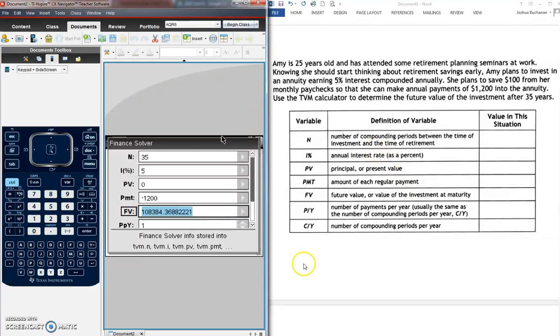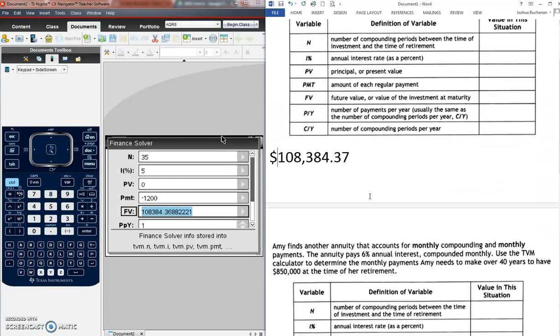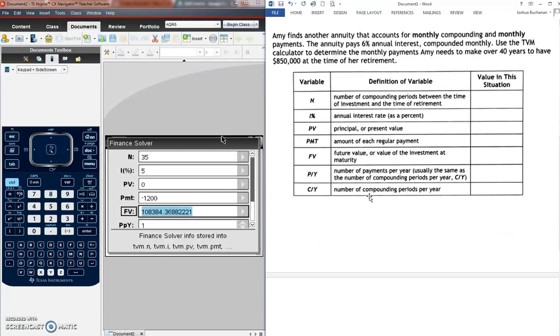Press enter, and then I see that 35 years later, I'm going to be making $108,384.37. That is my future value of my annuity if I pay $1,200 a year. So let's take a look at Amy finding another annuity and seeing if we can figure out what she's going to end up with there.